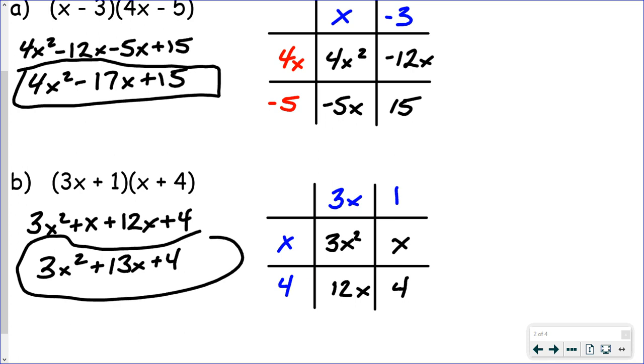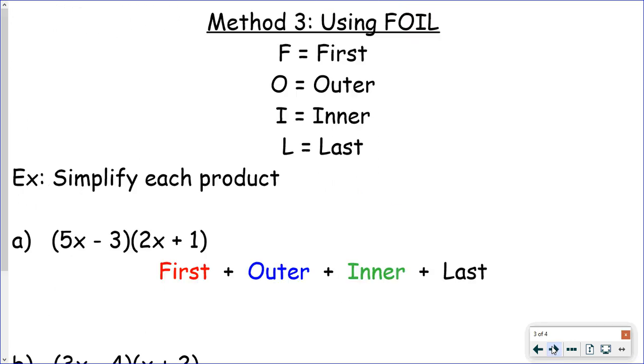All right, so what about the last method? So the last method is called FOIL. And this is the method that I was taught when I took algebra. I didn't take it until my students take it in middle school. I didn't take it until high school. So FOIL is just an acronym for remembering a way to do this.